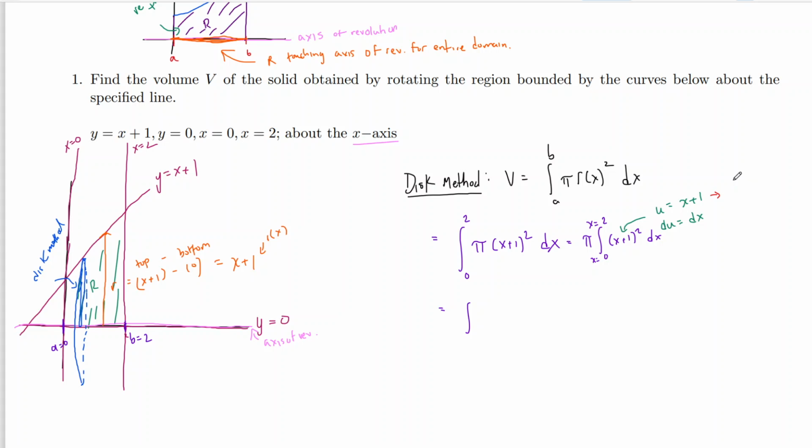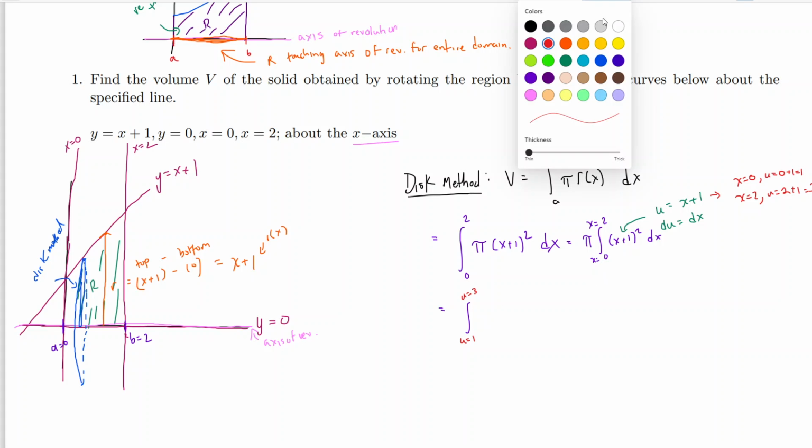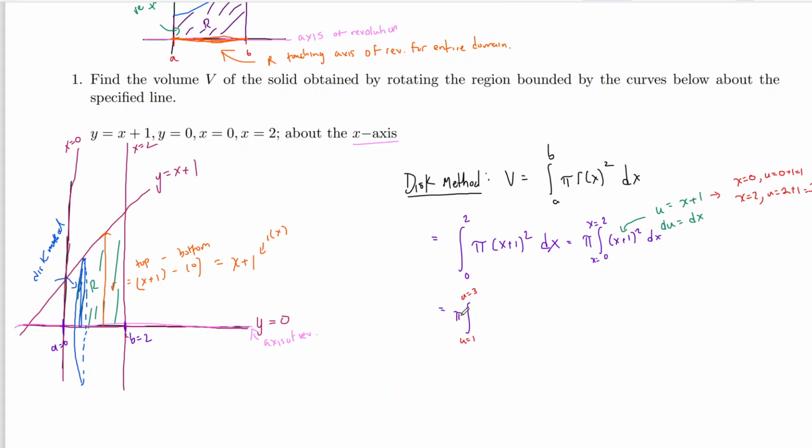All right, so when x equals 0, our bottom bound, u is 0 plus 1, which is 1. And when x equals 2, our top bound, u equals 2 plus 1, because u is x plus 1, and that is 3. So our new bounds are u equals 1 and u equals 3. We have the pi outside, and then we're only integrating now u squared, and dx luckily is just du, so we didn't have to adjust that at all.